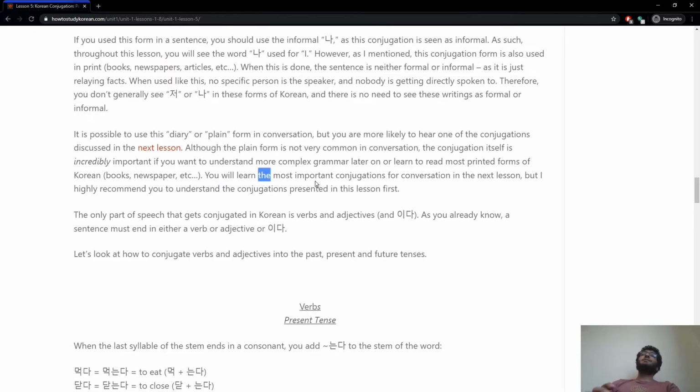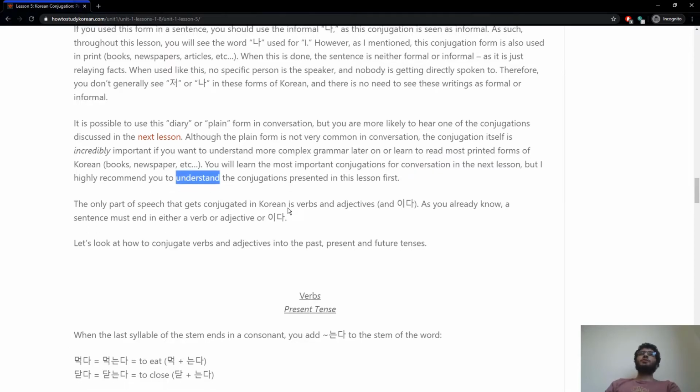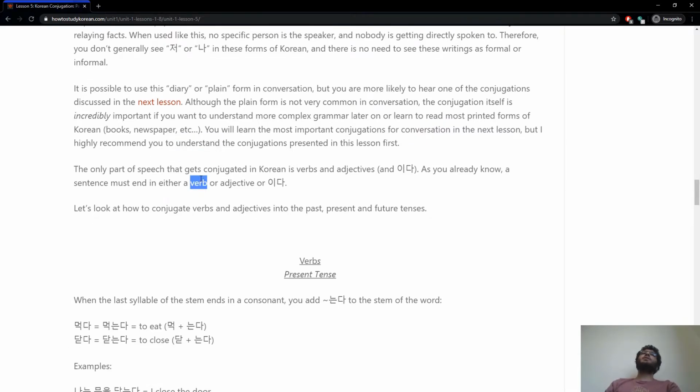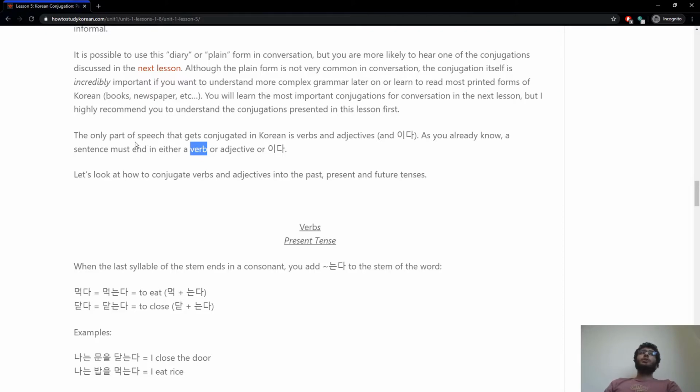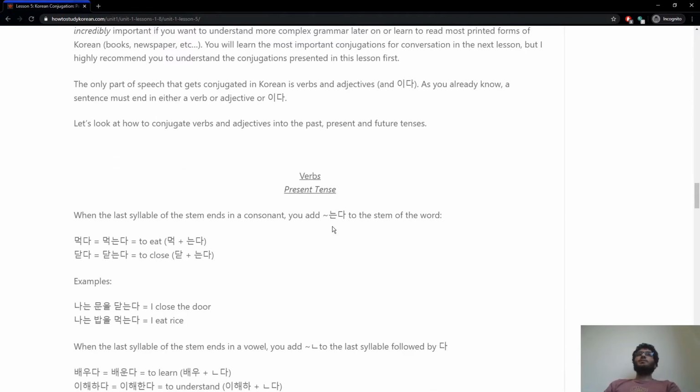In my experience, you will learn the most important conjugations for conversation in the next lesson, but I highly recommend you learn the conjugations presented in this lesson first. I agree. Also, the only parts of speech that get conjugated in Korean are verbs, adjectives, and the exception, which is ida. As you already know, a sentence must end in either a verb, adjective, or ida. Let's look at how to conjugate verbs and adjectives into the past, present, and future.